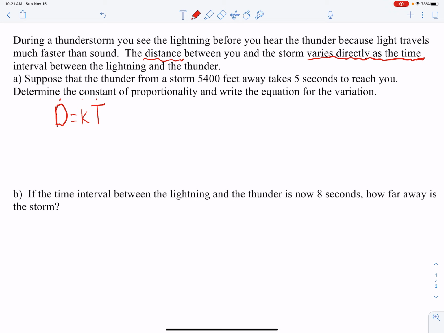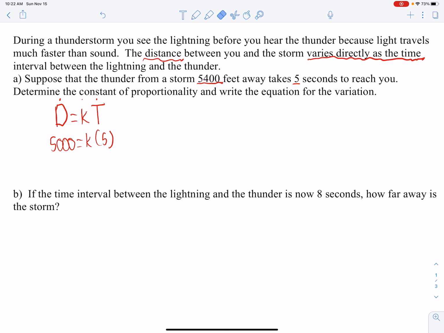That's going to be the key part for this section, is reading the problem and getting the right basic equations set up. So now often the way these problems are going to go, we're going to be given some information that helps us figure out what K is, what that constant of proportionality is. In this case, it says, suppose the thunder from a storm 5,400 feet away takes 5 seconds to reach you. So 5,400 is a distance. So we'll put that in the distance part of our formula. We don't know what K is yet. We're going to find that out here in just a minute. And then 5 seconds is a time.